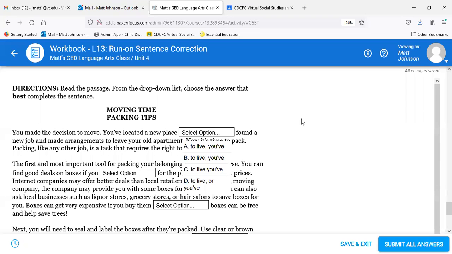B. So we're using that semicolon finally, and it's basically replacing and. You've located a new place to live, semicolon.